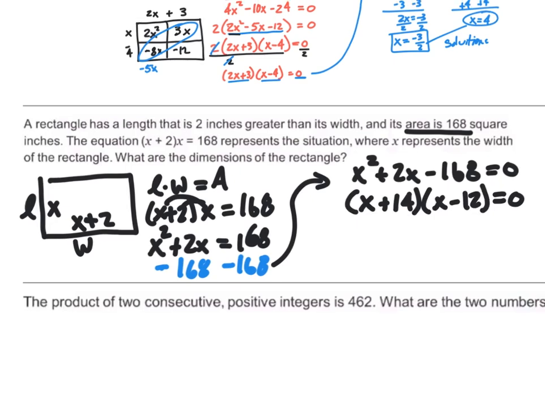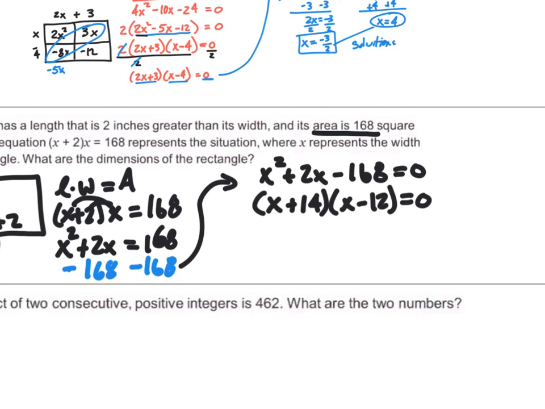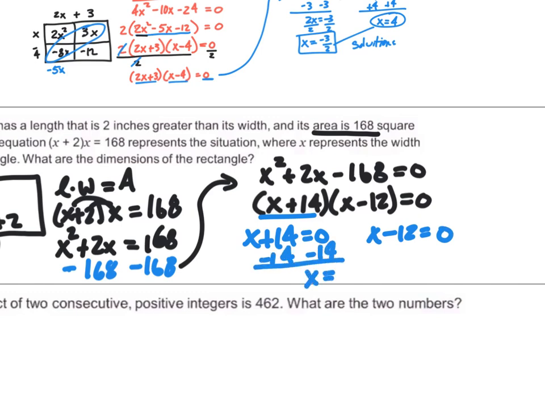Now here's where it gets a little tricky, because when I set both of these equal to 0, if I set x plus 14 equal to 0, and if I set x minus 12 equal to 0, and solve for x, I'm going to subtract 14 from both sides. So I end up getting over here that x is equal to negative 14. Then over here, if I add 12 to both sides, I get that x is equal to 12.